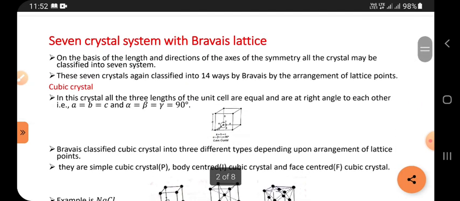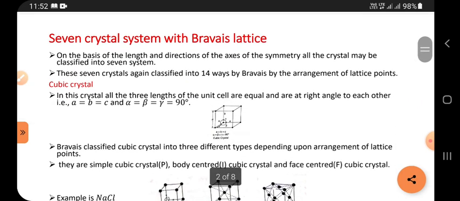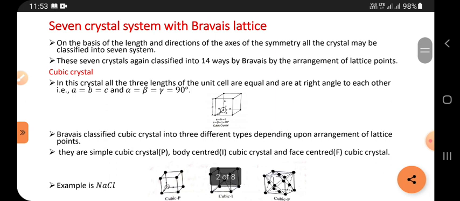So today's topic is the seven crystal systems with Bravais lattice. Already I have uploaded the video on the seven crystal systems only, not with Bravais lattice. Now I am going to do one more video, that is with Bravais lattice. So here the heading is seven crystal systems with Bravais lattice.